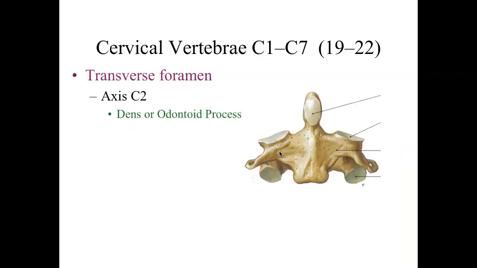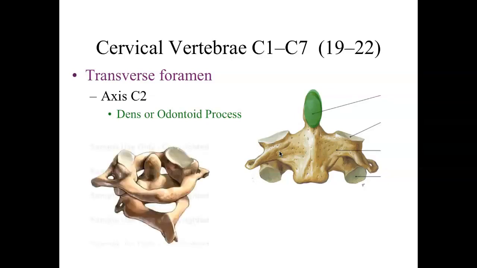And C2, your axis bone, is going to have a special projection here, and that is called the dens or the odontoid process. And those terms, dens and odontoid, mean tooth-like. So anatomists thought this looks like a tooth sticking up on axis. Let's call it the dens and odontoid process. And this is how they fit together.